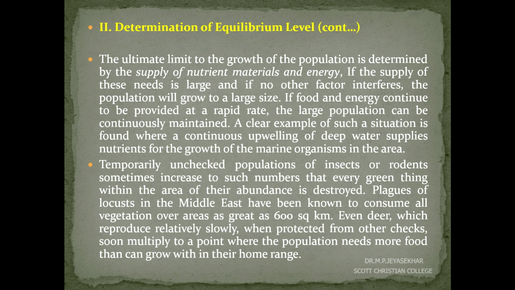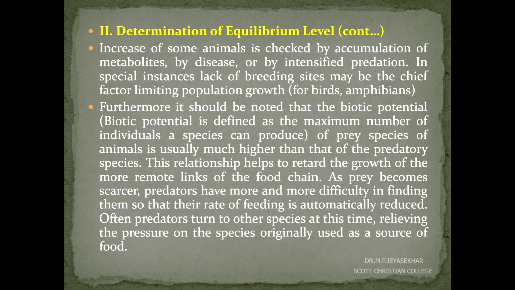In this determination of the equilibrium, the ultimate limit to the growth of the population is determined by the supply of nutrient materials and energy. Increase of some animals is checked by the accumulation of metabolites, by disease, or by intensified predation. In special instances, lack of breeding sites may be the chief factor limiting population growth.